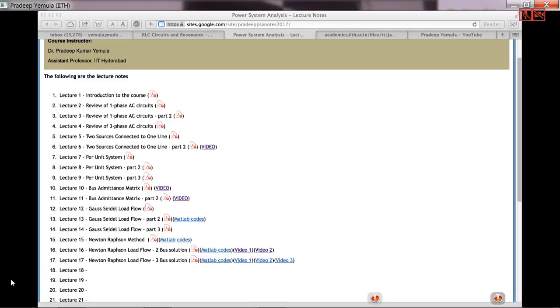That is the first thing you should ask yourself. Since there has been a break of 10 days, you might not have revised this. So with that intention, I would like to review the Newton Raphson load flow. Let's share my screen.